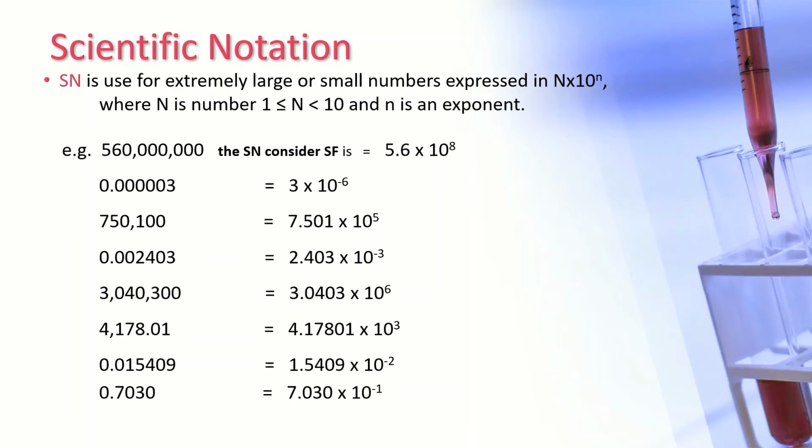Two more examples. So, for the value 0.015409, it has 5 significant figures. So the scientific notation becomes 1.5409 times 10 to the power of negative 2 with 5 significant figures. And the last number is 0.7030 with 4 significant figures. So the scientific notation becomes 7.030 times 10 to the power of negative 1 with 4 significant figures.